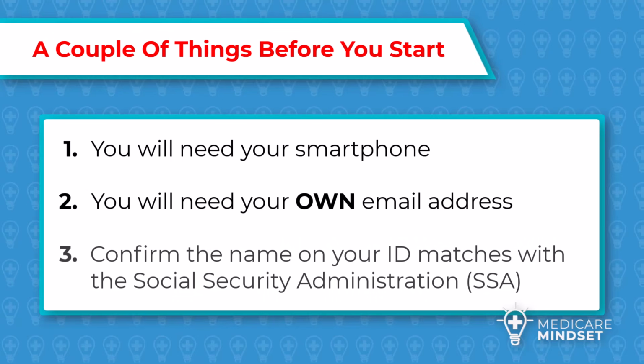And number 3, we recommend confirming that your name on your ID matches the name on your Social Security card. If you can't find your card, check an old Social Security retirement benefit statement to see how your name is listed with SSA. If the names don't match, it could cause issues with verifying your identity. Toward the end of this video, I'll show you what to do if this happens.